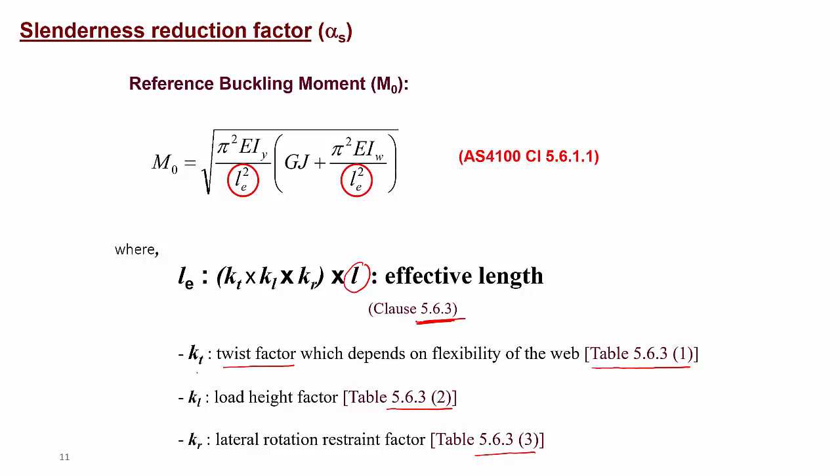So once we obtain KT, KL, and KR based on the restraining condition of your beam, we use them to multiply with the length of the beam itself, and you get the effective length. Plug it back into this reference moment equation, you get M naught, and again use that M naught in the alpha S equation to get your alpha S factor. Right, so that's how we have to go ahead with that. So let's discuss what these KT, KL, and KR are, one by one.